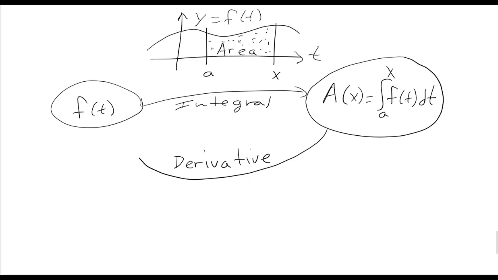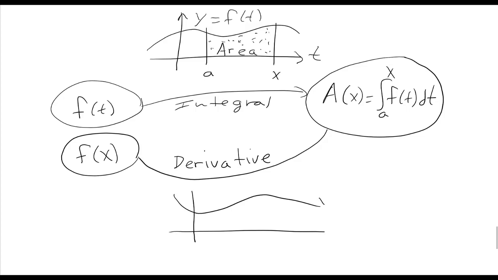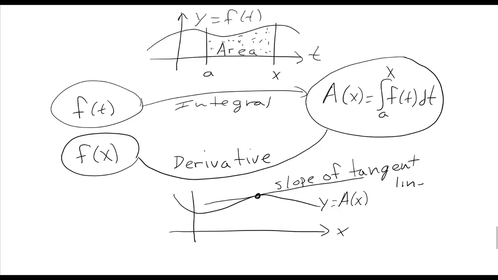Then we differentiated that, and we got f of x. Now, what is the derivative? It's the slope of a line tangent to a curve. So the integral takes us from the function f to the area A, and the derivative takes us from the area A back to the function f. There's a different variable in it now, but it's the same function. And that says that the process of finding the area underneath the curve and the process of finding the slope of a line tangent to the curve are in some way the same thing run in opposite directions.